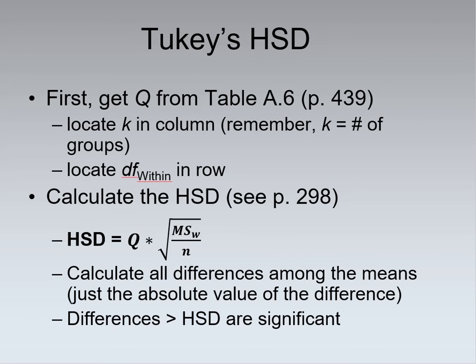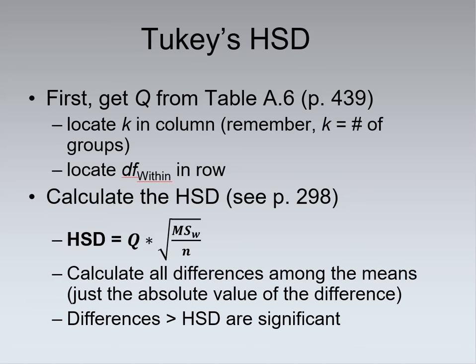With Tukey's HSD, we need to get a new statistic, a new piece of information from something called a Q table. That is currently in your book on page 439, or as always, you can look up a Q table online.